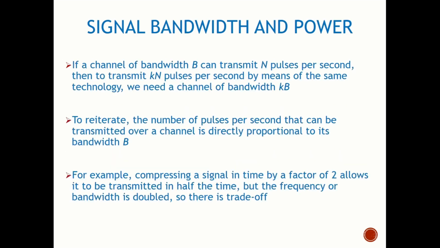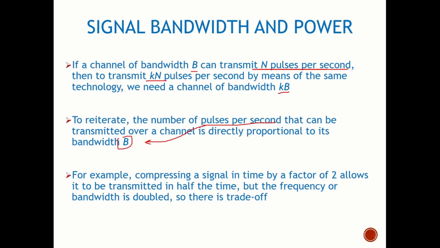Now how are they related? Let's say we have a channel bandwidth of B, which can transmit n pulses per second. Then to transmit kn pulses, we need a bandwidth of kB. So the number of pulses per second that can be transmitted over a channel is directly proportional to the bandwidth of the channel. The pulses per second that we generate as a consequence of pulse code modulation are directly proportional to the bandwidth of the channel over which we are going to transmit them.